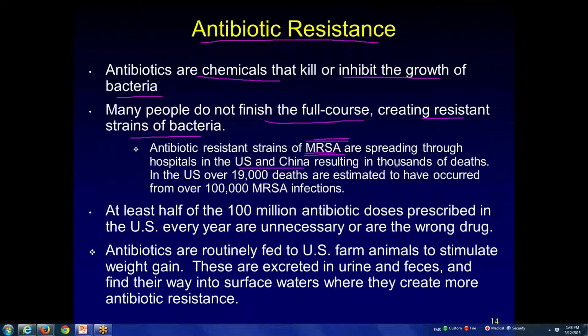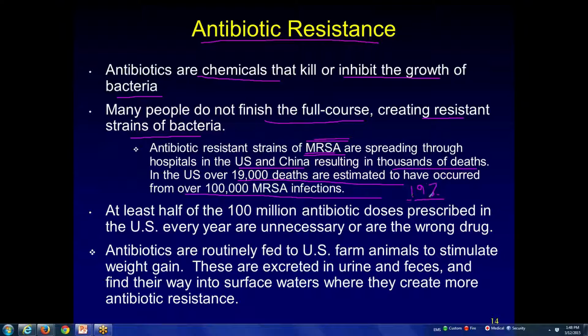that has spread to the U.S. and China, resulting in thousands of deaths. Over 19,000 deaths are estimated to have occurred from over 100,000 MRSA infections. That's a pretty high rate, guys. So about 19% of those that pick up MRSA have died of it. It's a pretty high death rate.